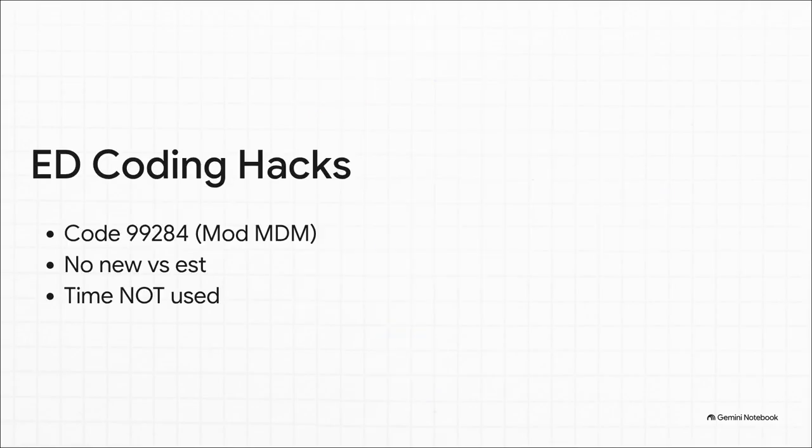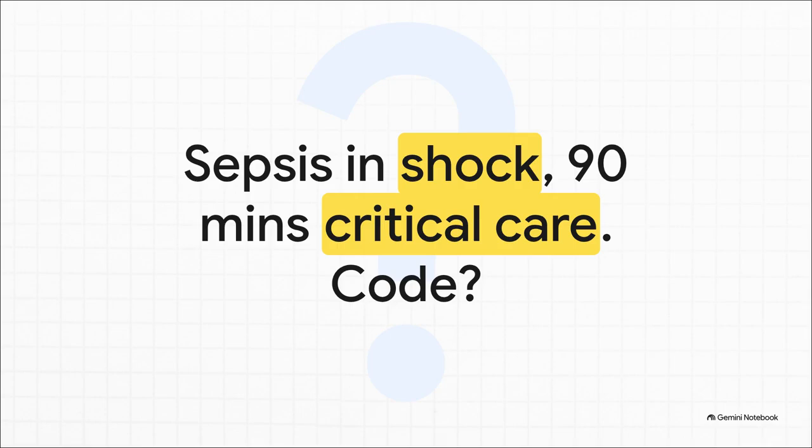Here is the hack. In the ED setting, time is completely irrelevant for selecting regular ED levels. Those services are provided on a variable intensity basis, so you just ignore those 4 hours entirely and base your code on the MDM. Because of the multiple tests and moderate risk in that scenario, you're looking at a 99284 for moderate MDM. Also, a huge time saver for the ED. Immediately eliminate any answer choices based on new or established patient status, because the ED makes zero distinction between the two.